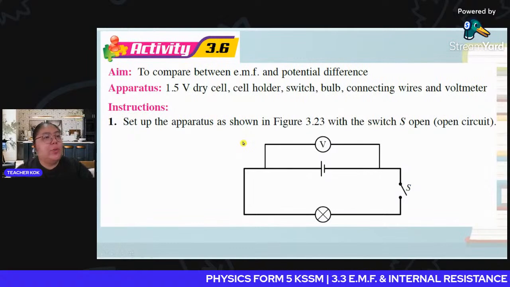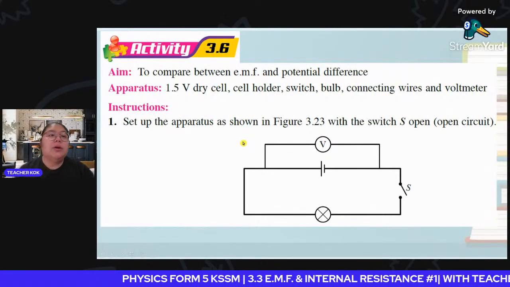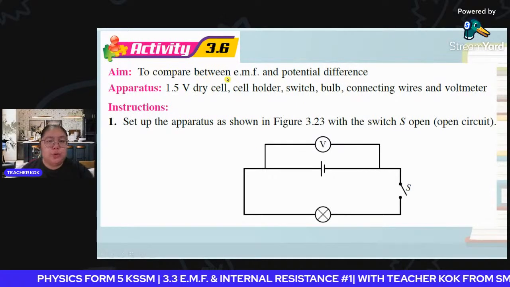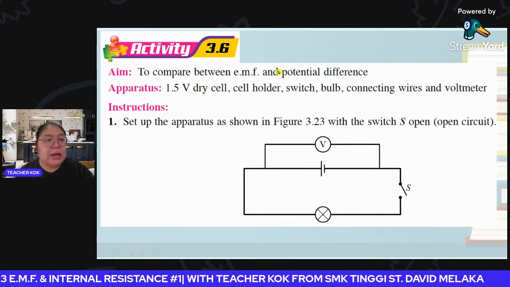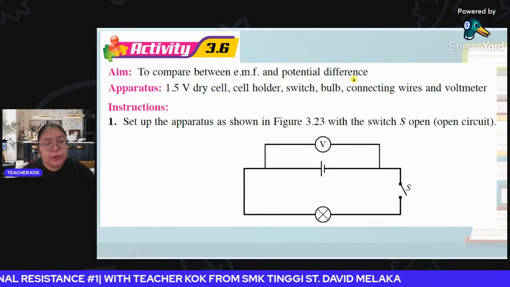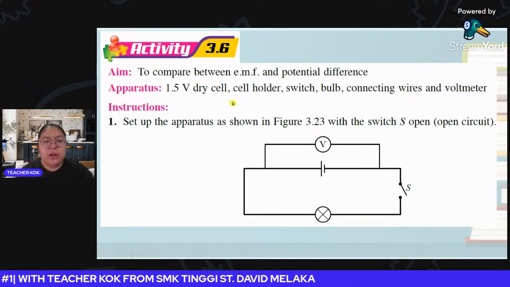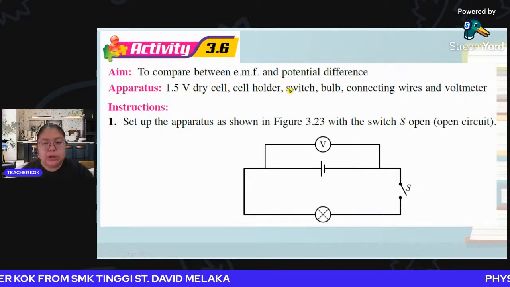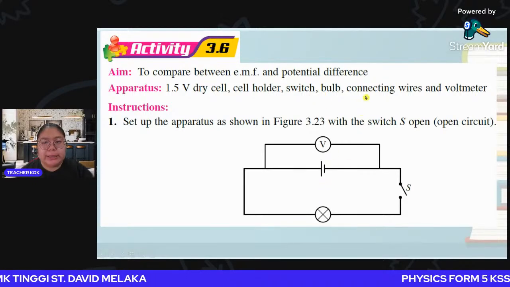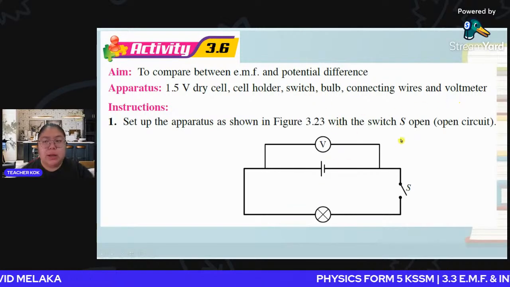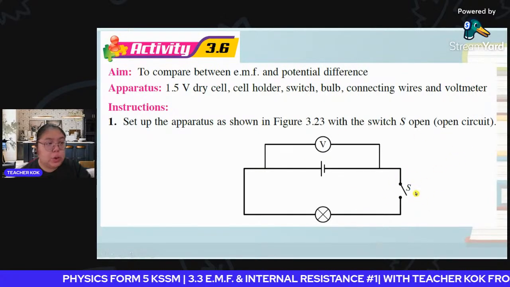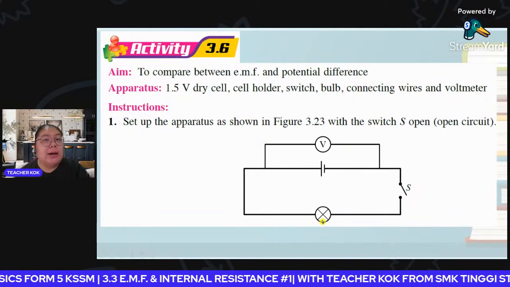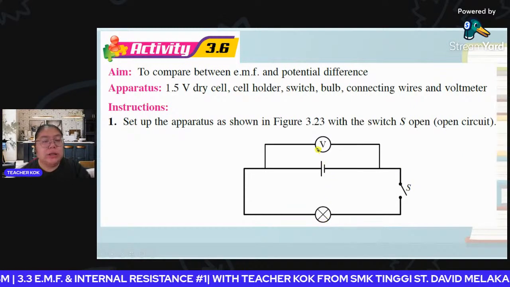Okay, 3.6 is one of the activities from your textbook. They just say to compare between the EMF and also potential difference. Okay, we do the comparison. First one, they're using a dry cell holder and switch. After that, we got bulb. Okay, connecting wire and voltmeter. Okay, the setup is like this. Okay, when starting, open circuit. Open circuit means the switch is open. The bulb sure cannot light up. Agree, eh? But you see the voltmeter.